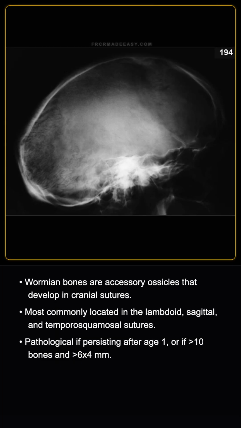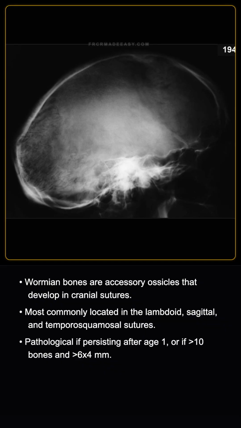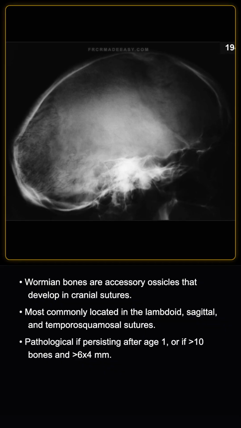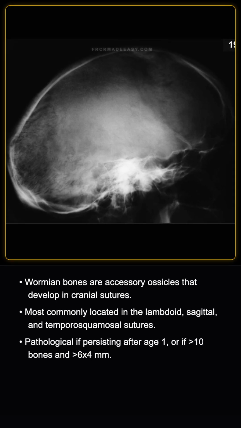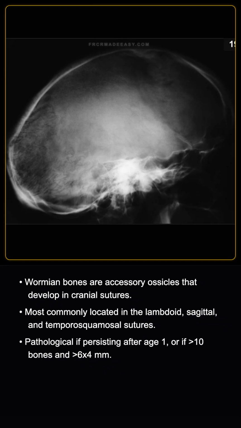Define Wormian bones, state where they are typically located, and explain the criteria for when they are considered pathological. Wormian bones, also known as intrasutural bones, are accessory ossicles that form within the cranial sutures. They are most commonly located within the lambdoid suture, followed by the posterior sagittal and temporosquamosal sutures.